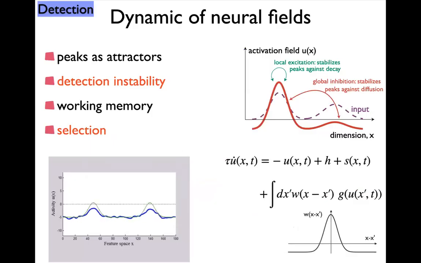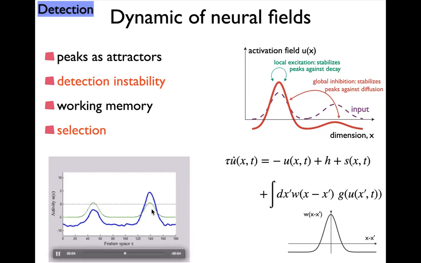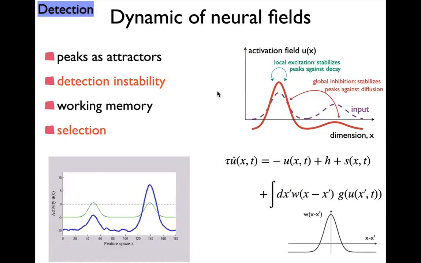So that's the notion of fields. And then in the fields, we have these instabilities, the detection and selection, illustrated here in this one-dimensional simulation. And this repeats what I just said before, right? The peaks are then the attractor states.